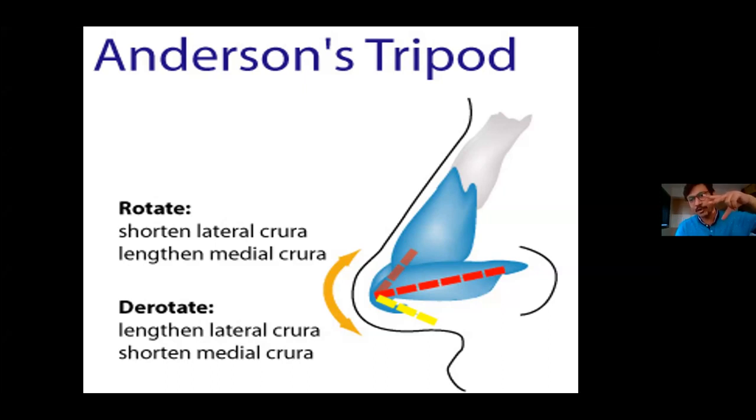Now if you want to upward rotate the nose, you have to shorten this, you have to pull this. If you have to upward rotate, you have to elevate this. So if you have to upward rotate the nose, you have to shorten the lateral crus by means of some technique, and you have to elevate the medial crus. Similarly, to derotate, you have to lengthen the lateral crus, and you have to shorten the medial crus. So this is the concept of Anderson tip tripod.